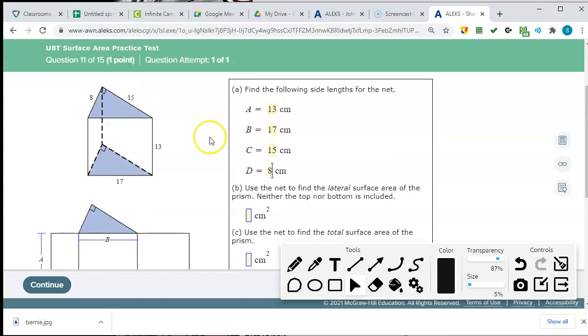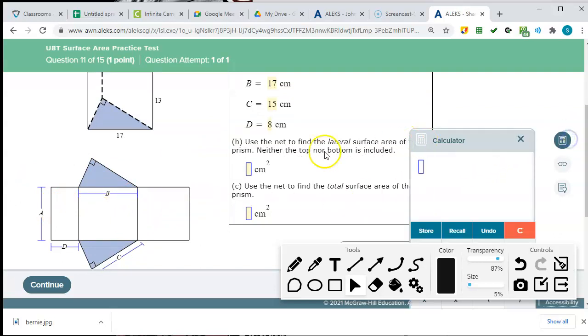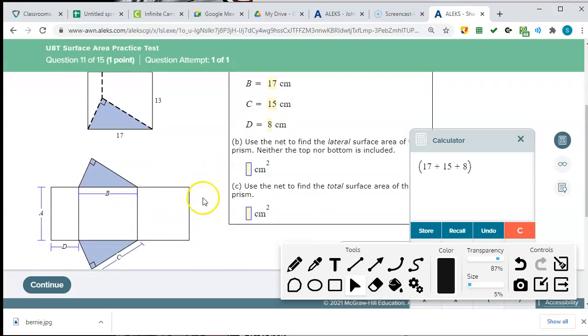All right, now the lateral surface area is all this white area. It's the flat sides, and again they give us a calculator. Well, let's look at these three lengths together. This side is B, this side is D, this side is B, and this side is C because it lines up with C. So let's add up those three and get the length of this long side of this rectangle. So we've got 17 plus 15 plus 8. That's the length of this very long rectangle here, and the height is 13. So we get the lateral area is 520.